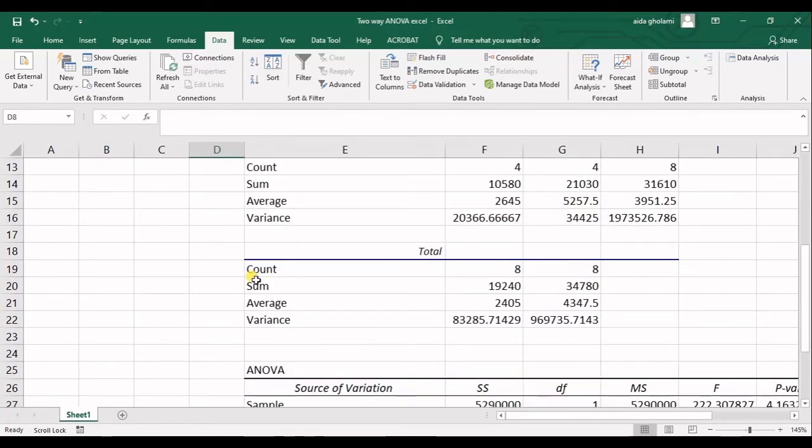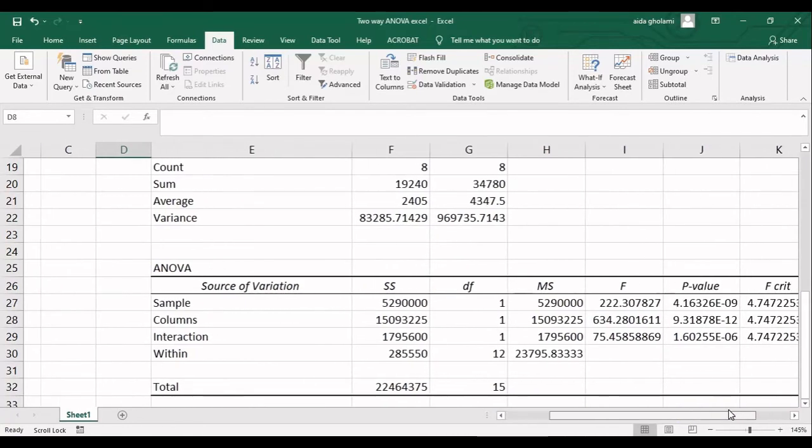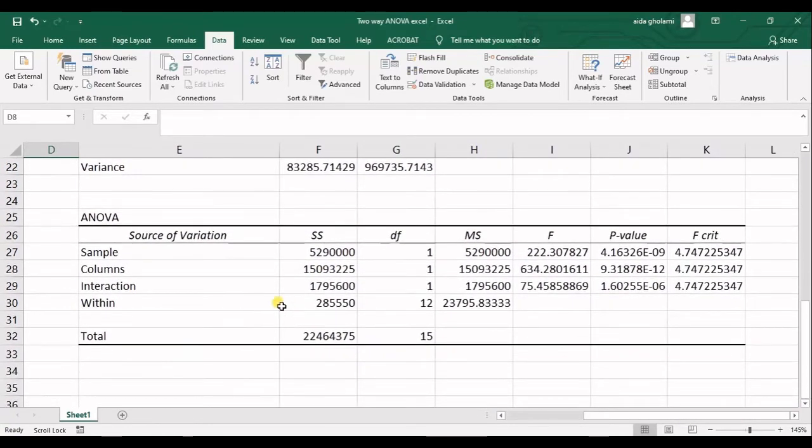So let's get into the ANOVA table. You can see the source of variation, SS, which is the sum of squares, DF, which is degrees of freedom, MS, which is mean of squares, F, which is the F statistic, and then p-value, and then F critical. And then you have the total for these 2 columns.